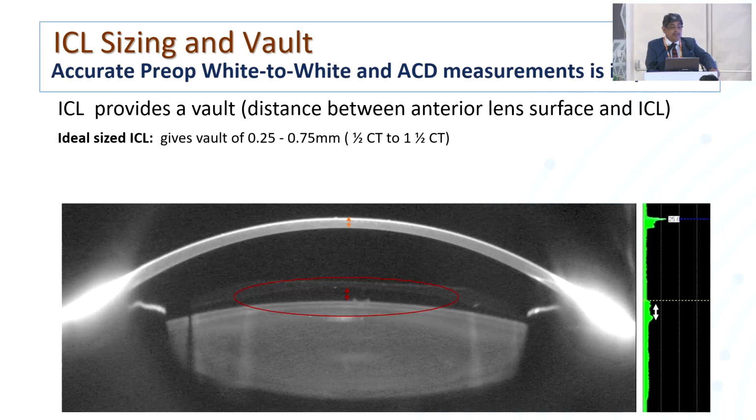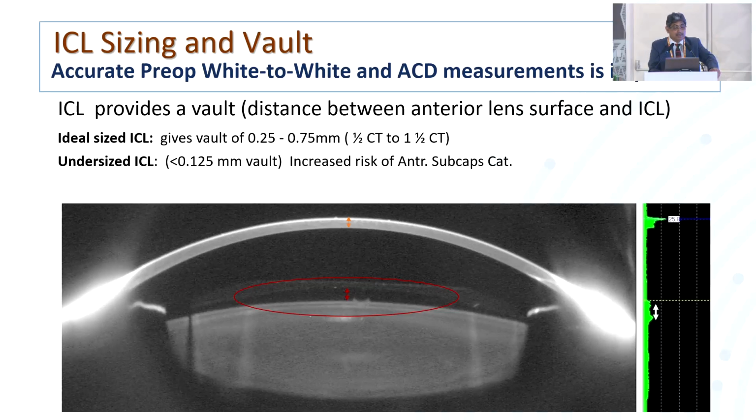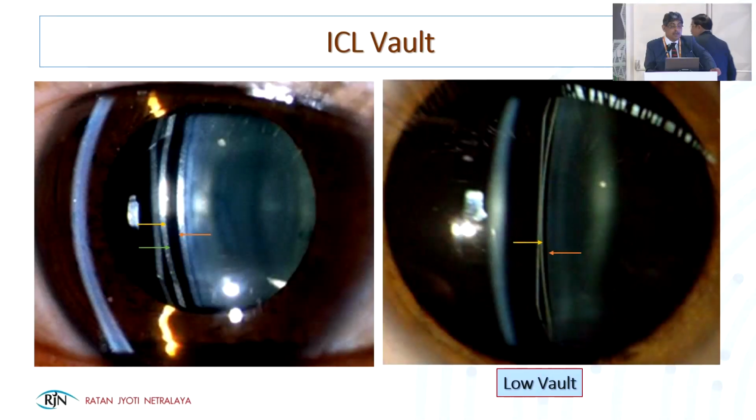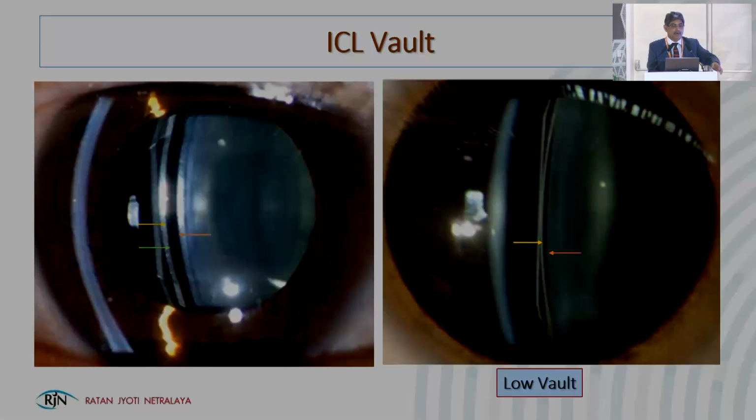The ideal vault should be between 0.25 to 0.75, which is like half the corneal thickness to 1.5 times the corneal thickness. This should be kept in mind, and on slit lamp you can easily see. An undersized ICL will have high chances of anterior subcapsular cataract, and an oversized ICL will lead to development of glaucoma and rise in the intraocular pressure. So this is what it is. A normal vault is on the left side and a low vault is seen on the right side. And if it is below this or the lens is touching, you have to explant the lens.